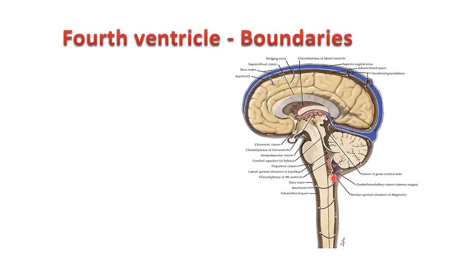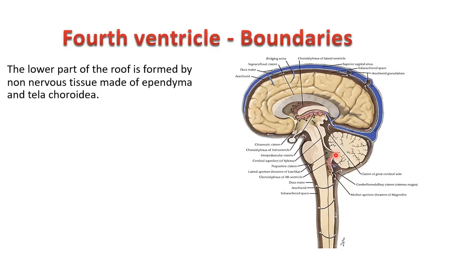It is membranous, mainly formed by the ependymal cells and a double-layered fold of the pia mater. Only that forms it. Only near the cerebellum you have a very small inferior medullary velum which will be related to the nodule. Okay, so as I told you, the lower part of the roof is formed by non-nervous tissue made of ependyma and a double-layered fold of pia mater, which is called the tela choroidea. And you are able to see these fringe-like structures within the cavity, which is your choroid plexus. Okay, so we'll come to the choroid plexus later.